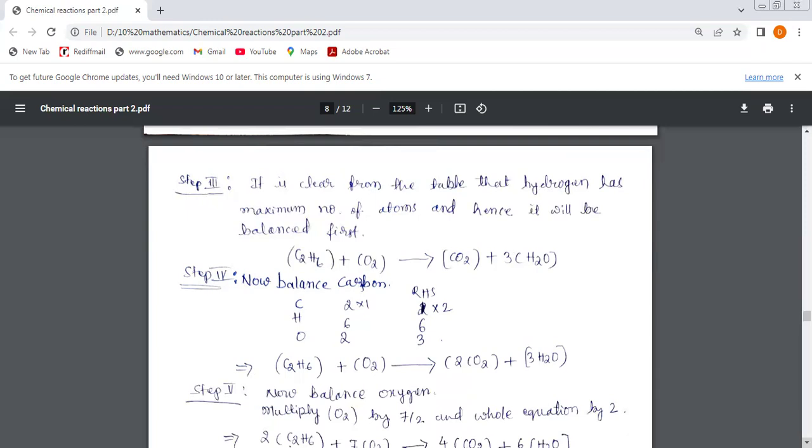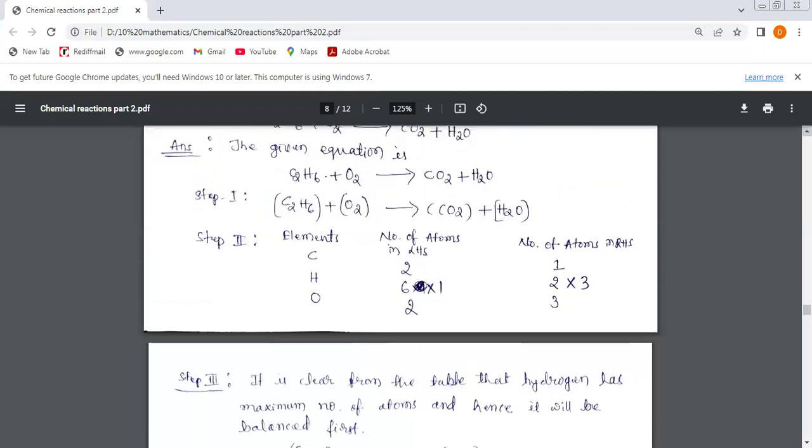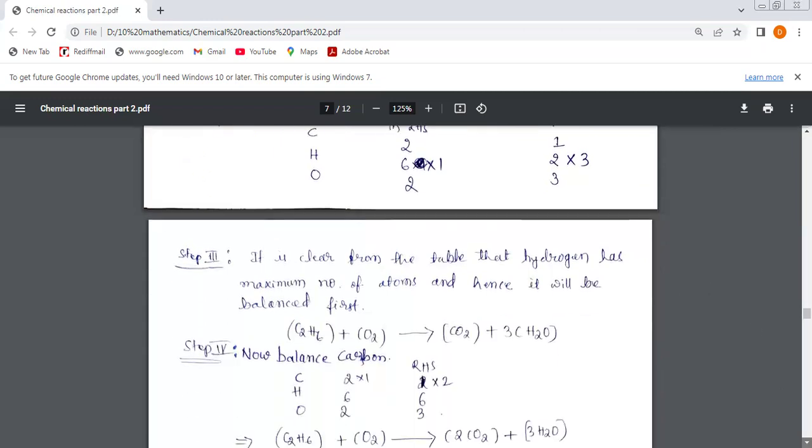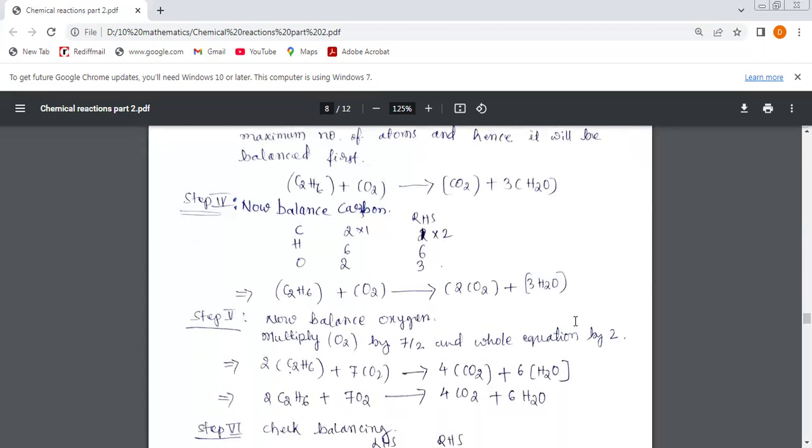Next step, we have to balance the carbon, because you see in this table, on the reactant side 2 carbon atoms are there. On the product side only 1 carbon atom is there. So their number has to be balanced. What to do? Now balance the carbon atoms. On the reactant side, you multiply these 2 into 1, and on the product side, you multiply 1 into 2, so that the number becomes equal.